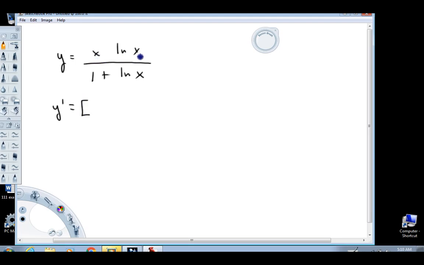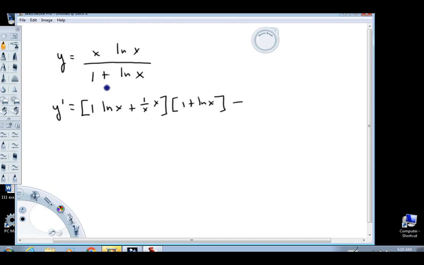Derivative of the top. Now, when we differentiate the top, again, we have to apply the product rule. So the derivative of the first is going to be a 1 times the second function, ln x, plus the derivative of the second function, ln x, and the logarithmic function has a derivative of 1 over x, times the first. So there in parentheses is the derivative of the top. Then it needs to be multiplied by the bottom, 1 plus ln x. So this line represents the derivative of the top times the bottom.